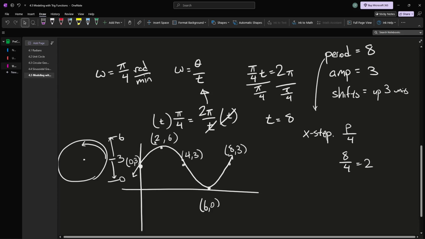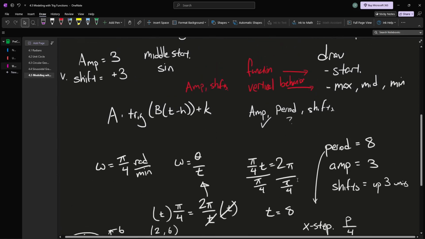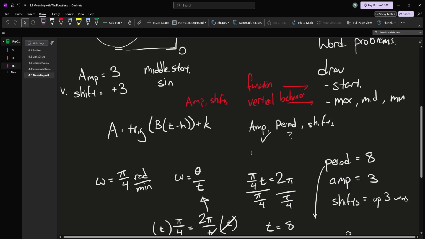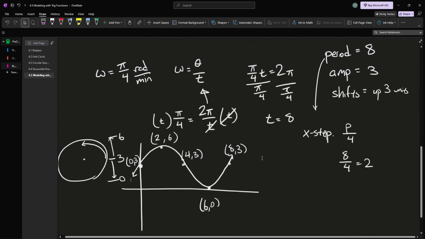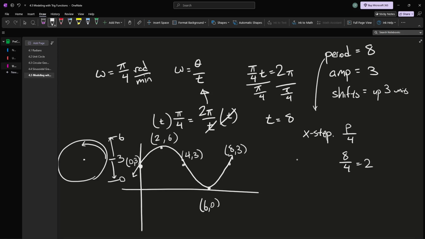And my graph is done. This question did ask us just for a graph, but I also want us to make an equation, like here. So all my information is over here, rewriting it into my equation. A trig function of b theta minus h plus k.